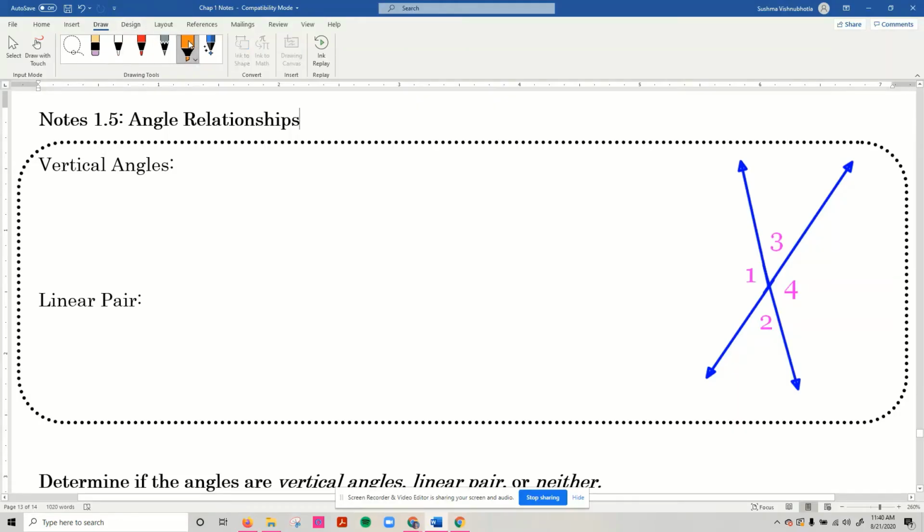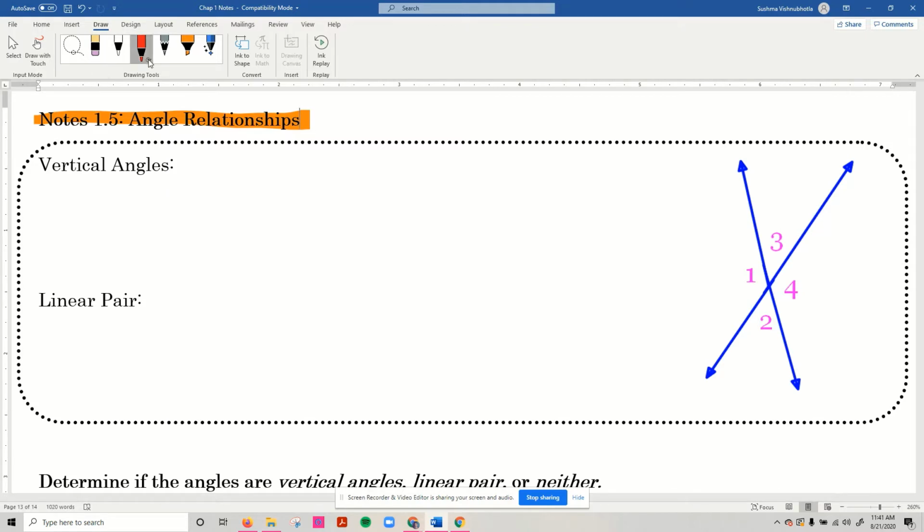1.5. And it has to do with angle relationships. We talked about these in class. And the two types we're going to start with are vertical angles and linear pairs. Now, both of these angles are formed by two intersecting lines. So if you look at the two blue lines here, both vertical angles and linear pairs are formed by two intersecting lines.